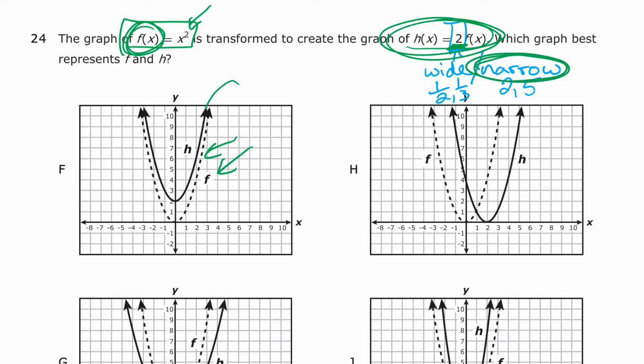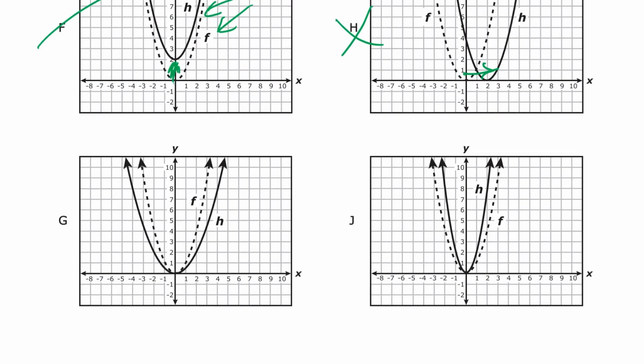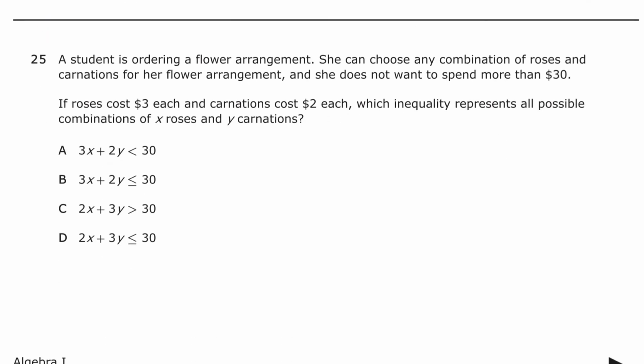This one looks like it's narrow because it's inside it, but it was shifted up. It's still the same parabola. It was shifted up. It is not any more narrow. It's not F. This one was shifted to the right. It's not H. Here, the original, F is here. H is wider, so it's not that one. Here, the original is this F one. H is narrower, so the answer is J. Moving on to the next question.